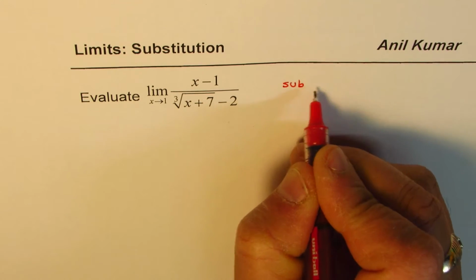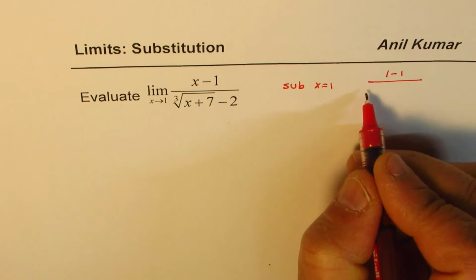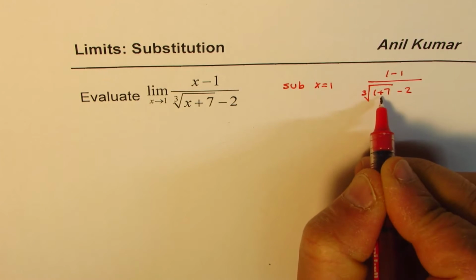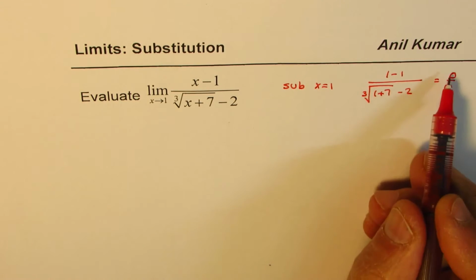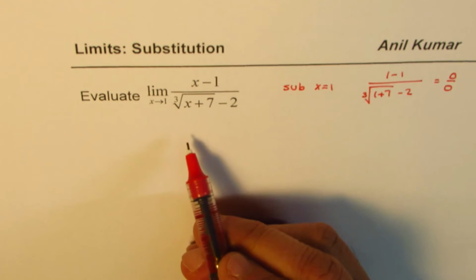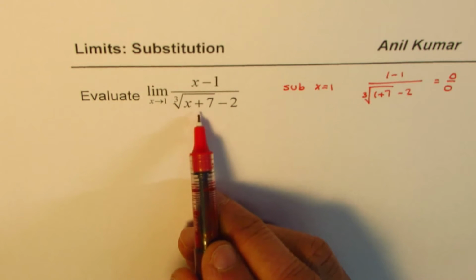Let's check. If I substitute x equals 1, I get 1 minus 1 over cube root of 1 plus 7, minus 2. Cube root of 8 is 2, right? 2 minus 2 is 0, so we get 0 over 0. Since we get 0 over 0, we understand that there is a common factor in numerator and denominator. X minus 1 is a common factor in both.